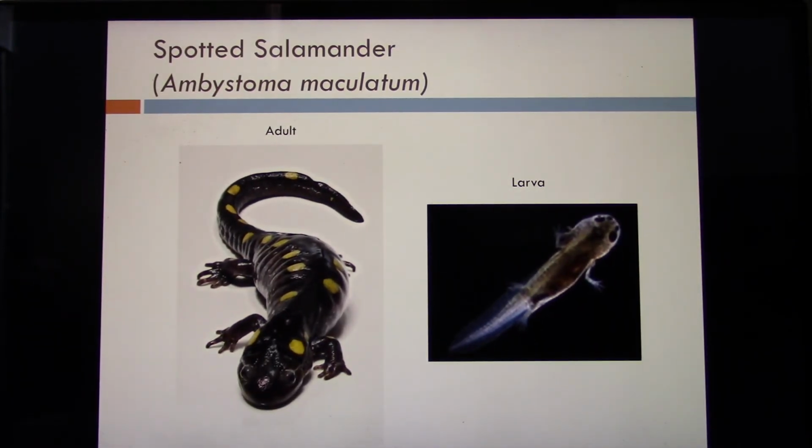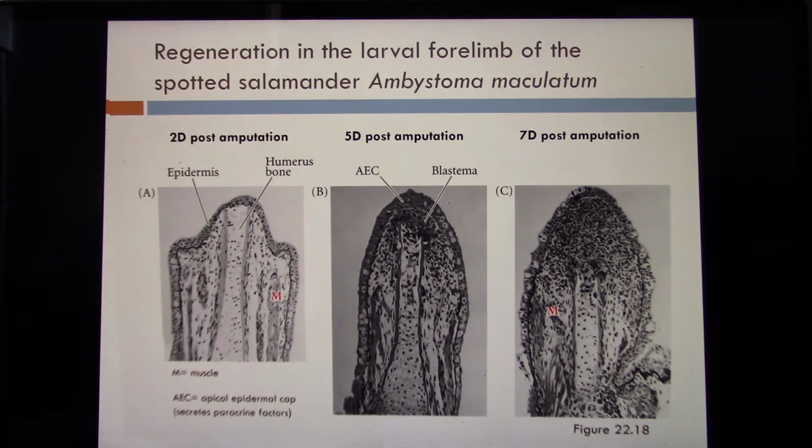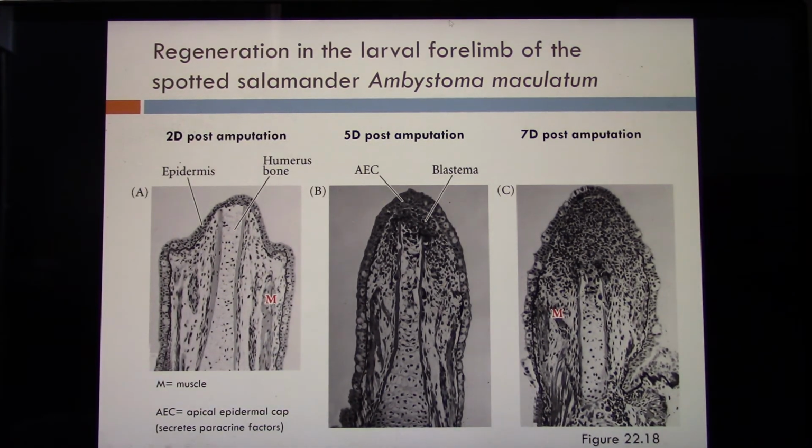This is the organism that is being used in these experiments. It's called the spotted salamander, Ambystoma maculatum, and here it is in its larval form. So this is some figures starring that spotted salamander, regeneration of the larval full limb. So they're looking at the larva. They're not looking at the adult here.